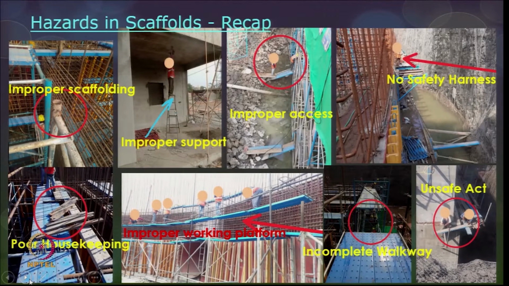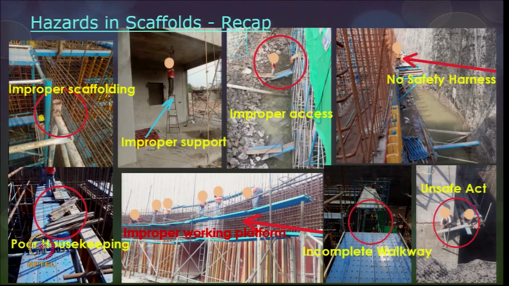Some quick recap on hazards in scaffolds. This is a picture of improper scaffolding. If you see here, the scaffold itself is not done properly, and there can be a hazard of cuts or maybe a danger here. Poor housekeeping along the platform: you should not be loading material on the platform, and also the platform is not regular, in the sense it is not aligned properly, so the workers may have a fall hazard.